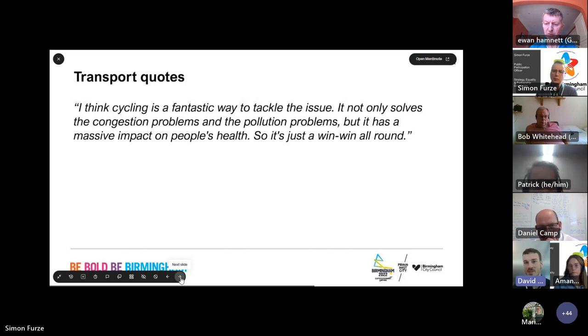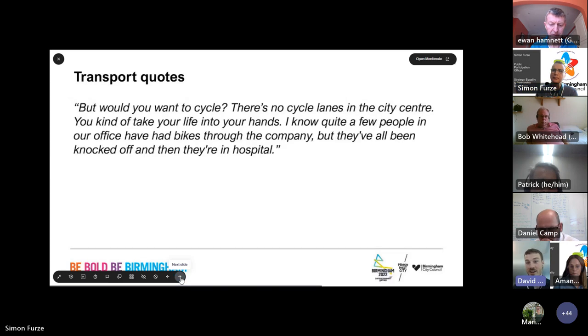So looking at transport, here's a typical quote that the research found. I think cycling is a fantastic way to tackle the issue. Not only does it solve congestion problems and pollution problems, but it's a massive impact on people's health. It's a win-win all round. So recognising the host of benefits associated. But then on the flip side, would you want to cycle? There's no cycle lanes in the city centre. You take your life into your own hands. I know a few people have been knocked off or in hospital.